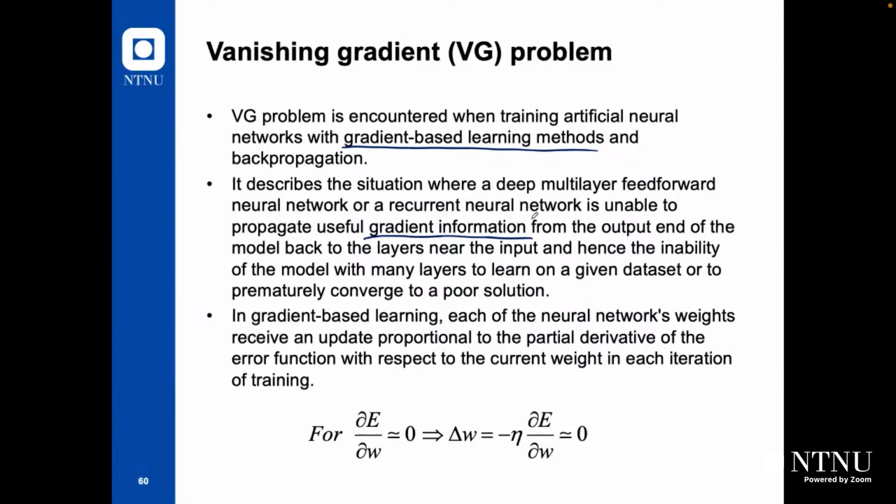And what will happen at the end? Partial E by partial omega will be close to 0. And then when we adjust the weights using this formula, delta omega equals minus eta multiplied by the gradient, it will also be 0. So omega equals omega plus delta omega, and each time it will be just omega plus 0. So in this case, we will not be able to adjust weights.